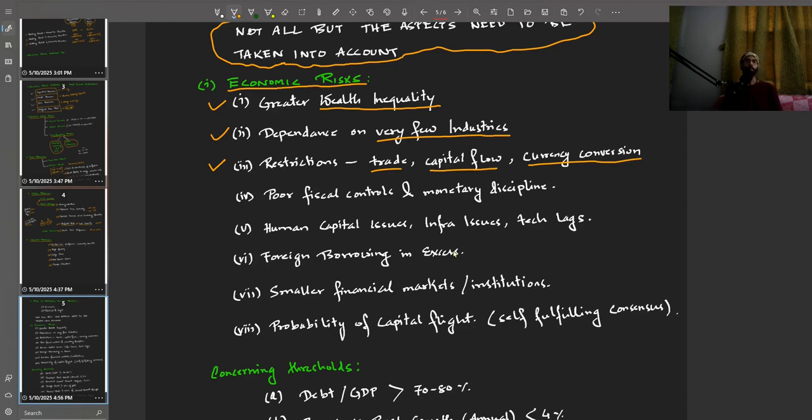Right? The fourth factor, poor fiscal controls and monetary discipline. Poor fiscal control means a huge amount of deficit spending, and poor monetary policy means the interest rates can be unstable, the inflation can be unstable, money supply can be unstable. Human capital issues: skill levels of labor, knowledge levels of labor, experience levels of labor can vary. Infrastructure can vary. Technologically, the nation may be lacking. These factors you have to check. Foreign borrowing in excess, foreign currency borrowing or foreign borrowing in excess. This is another factor which can be alarming.